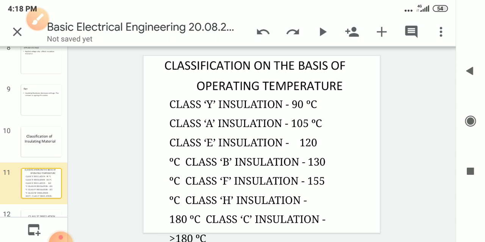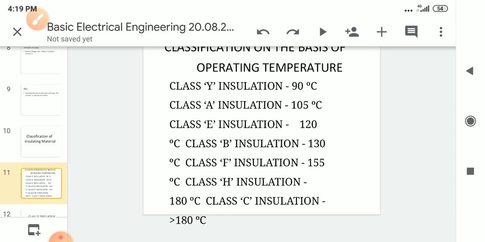See, this is class Y. Its maximum working temperature is up to 90 degrees only. After that, if the temperature increases, then all the insulating properties will change. That's why it is operated from 0 to 90 degrees. After that, it is not suitable. Cotton, silk, paper, wood, PVC, rubber, pressboard, these types of materials are examples for this class Y.